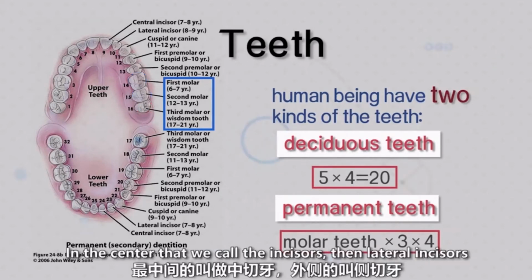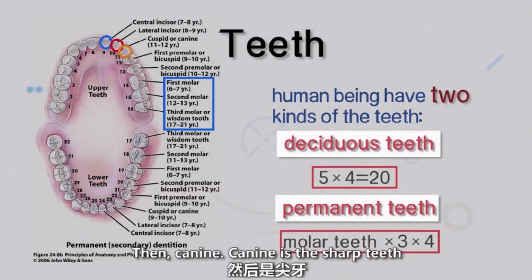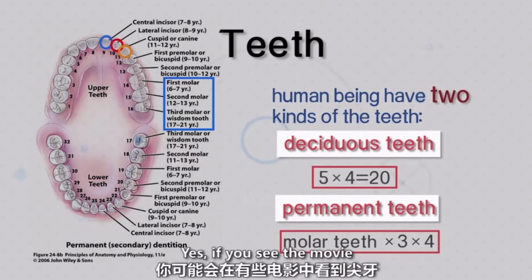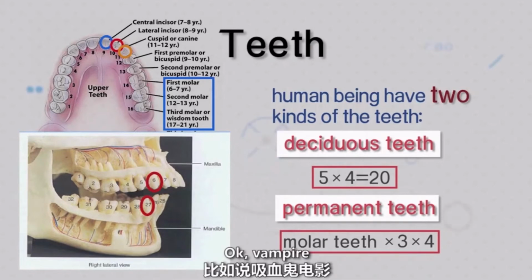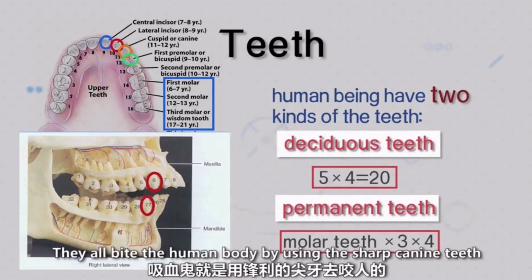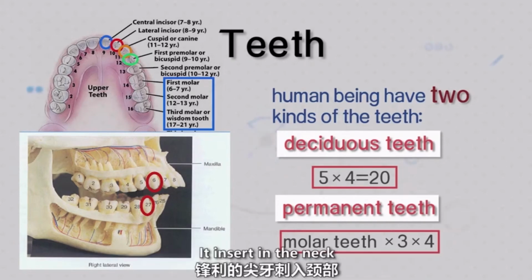So in the center, we call them the incisors and lateral incisors. Then the canine. The canine is the sharp tooth. If you see the movie, vampires bite the human body or bite animals. They use the canine teeth, straight in the neck.